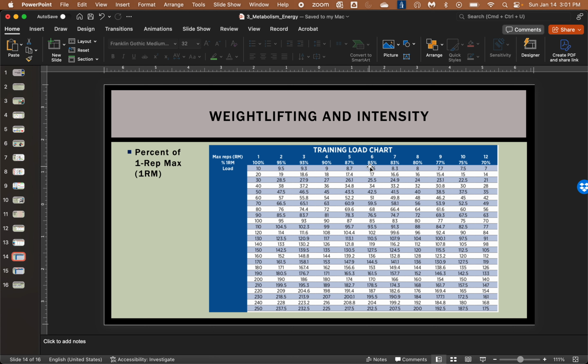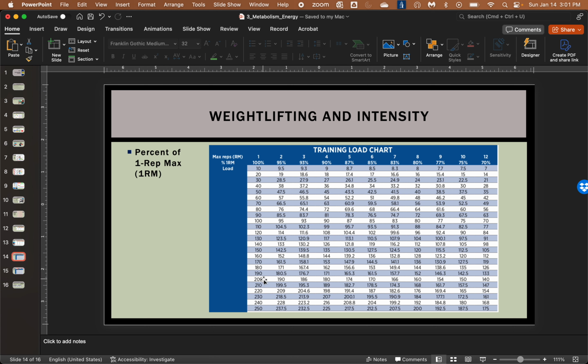Someone's 1 rep max is any exercise and loading up the exercise until you can only do 1 repetition. Generally, the most popular lifts to use a 1 rep max test is squat, back squat, deadlift, and a bench press. Those are the most traditional lifts that we do 1 rep max testing on. You can do 1 rep max testing on other lifts, but those are the more traditional ones.